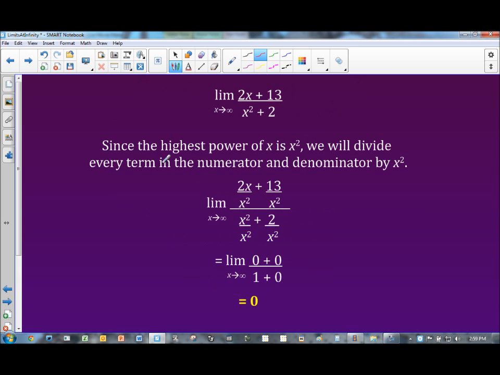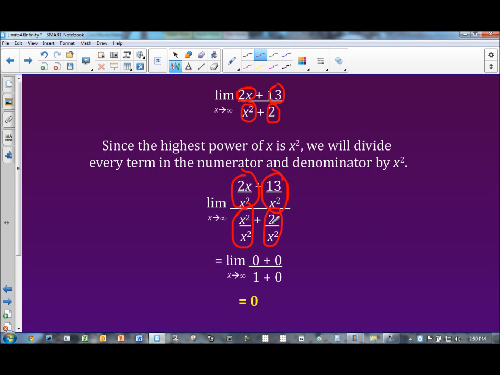So let me do that. I take this, and my 2x gets divided by x squared, 13 gets divided by x squared, x squared gets divided by x squared, and 2 gets divided by x squared. I can do that because I'm dividing top and bottom of the fraction by the exact same thing.